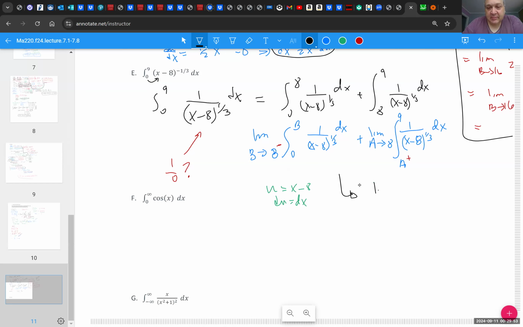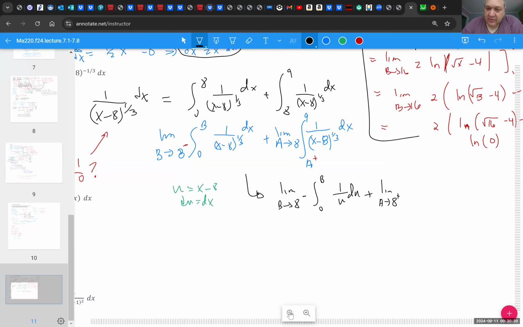All right, let me try again. Limit as b approaches 8 from the left-hand side, and we're going from 0 to b, like 0 to 8. And then we get 1 over u du. And we're going to add to that the limit, and this time we're going from 8 to 9, which is going to be a to 9. So this time we're going to use 8 from the right-hand side. And we have our integral from a to 9 of 1 over u du.